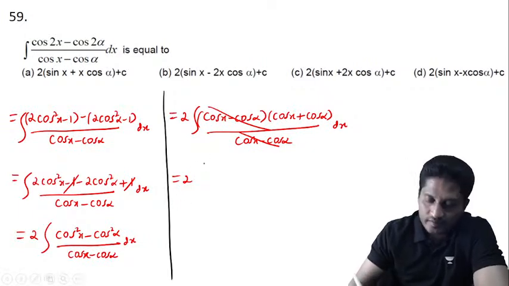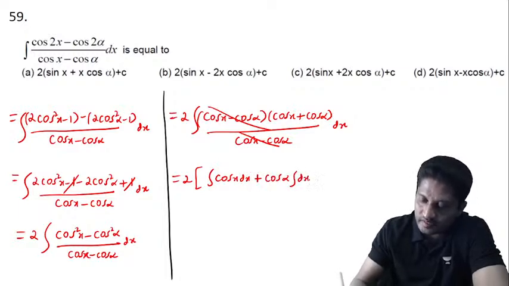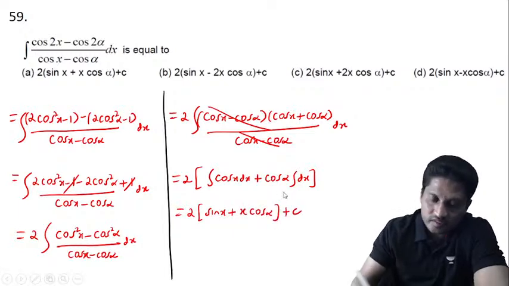Yes, Apurva, right? First option. So this is equal to integration of cos x dx plus, cos alpha is a constant, integration of dx. So 2 into the bracket: integration of cos x is sin x plus integration of dx is x times cos alpha, plus c. That is the first option.